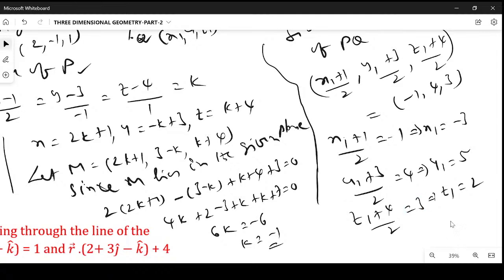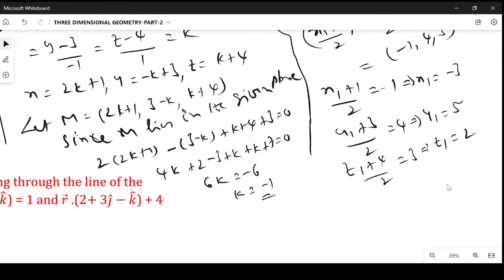That is the image. Q is the image, right? The image point is minus 3, 5, 2. That is our required answer. Minus 3, 5, 2 is the required answer, right?